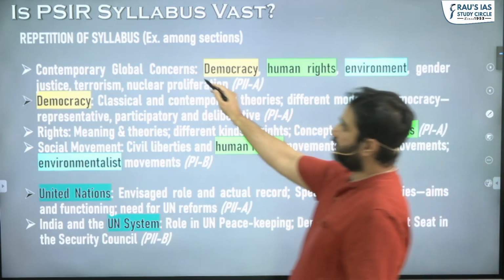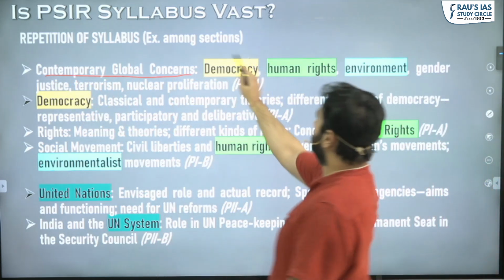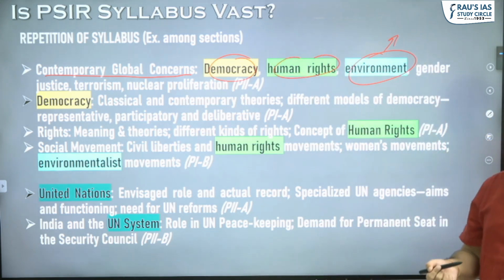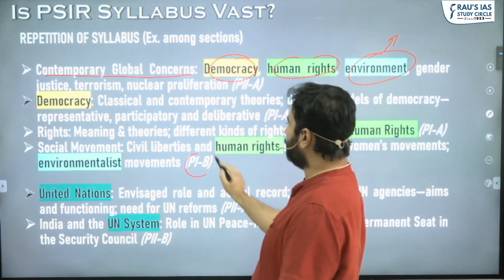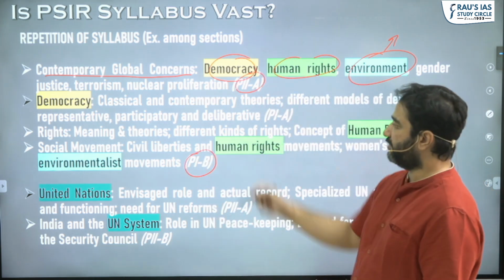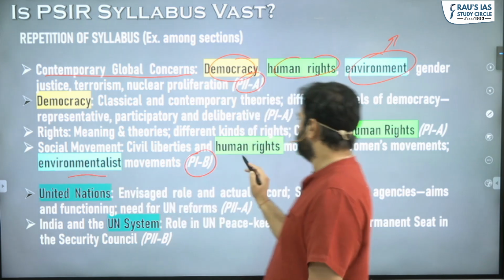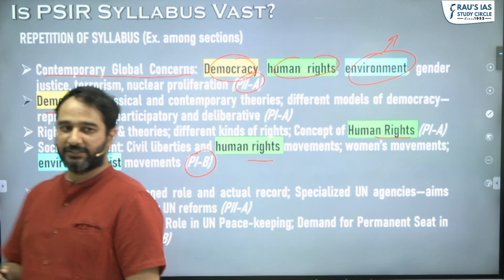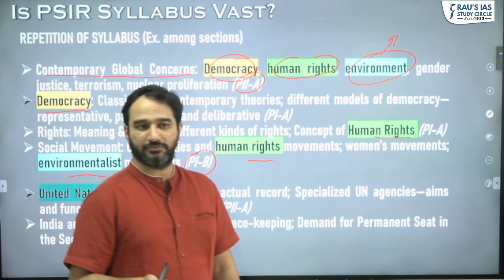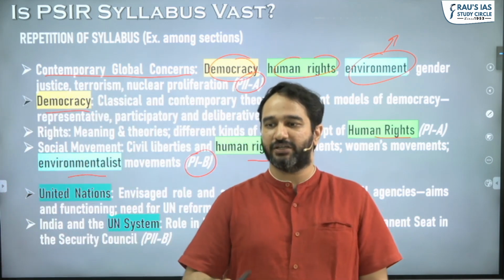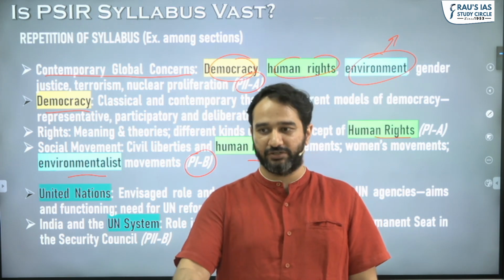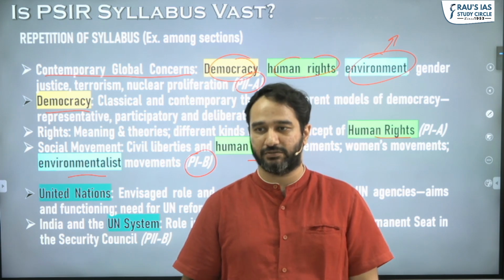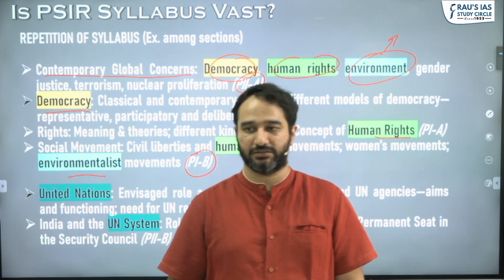You talk about the contemporary global concerns: democracy, human rights, environment. Environment is also there in GS paper. Similarly, within paper 1, section B, and paper 2, section A: environment, human rights, democracy. All of this is repeated. But this is also there within your GS paper. You'll be learning environment for prelims. You're learning for GS paper 3, but you'll also be learning from PSIR. So it does become easier in that sense.